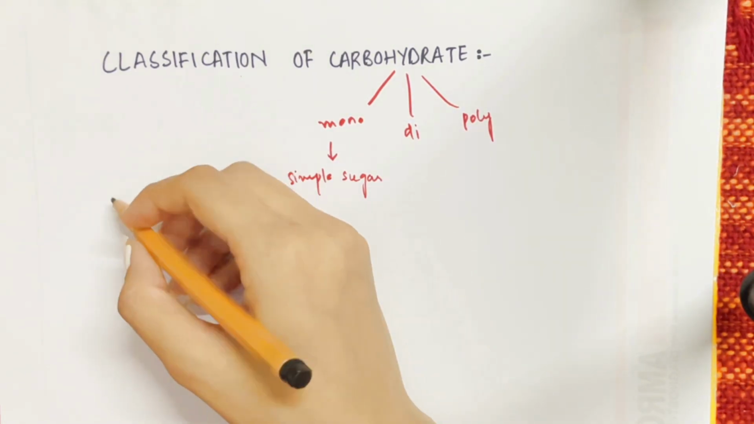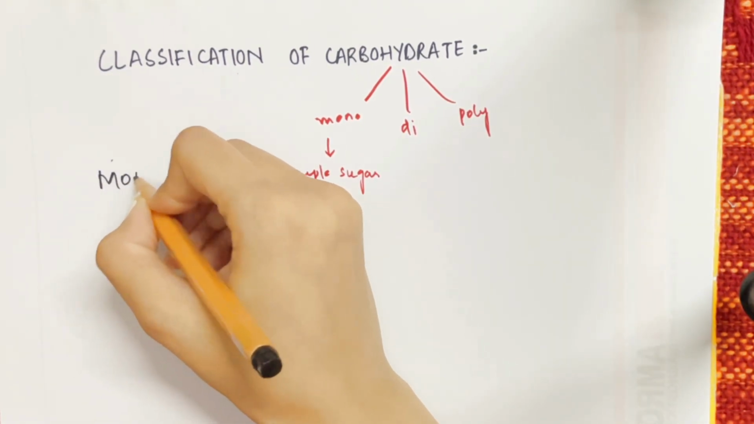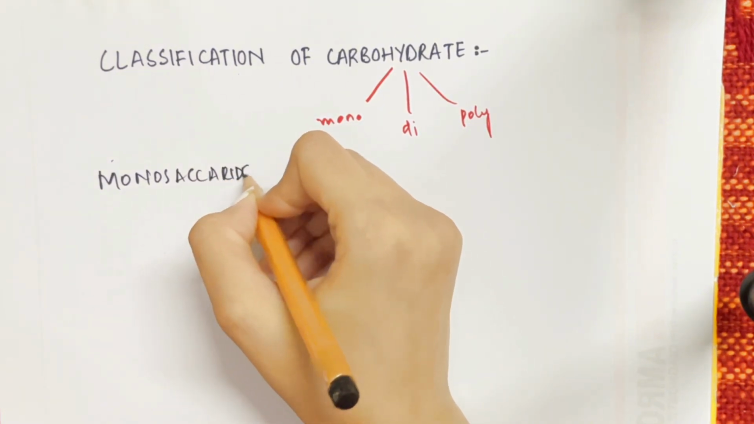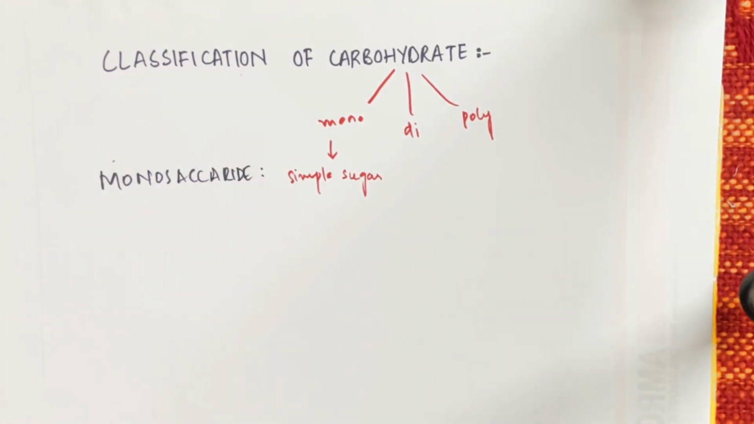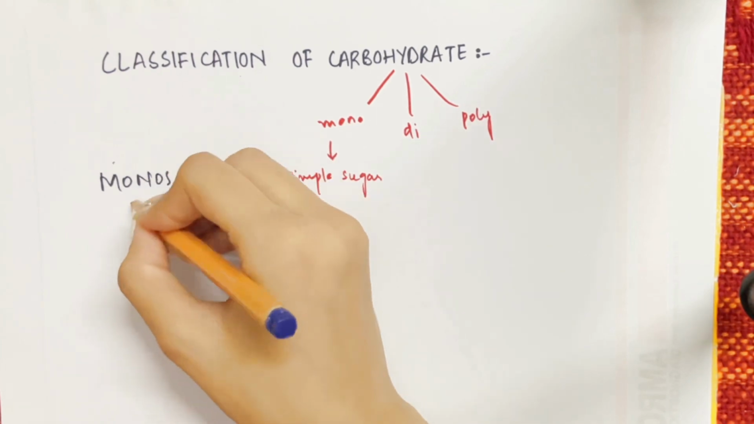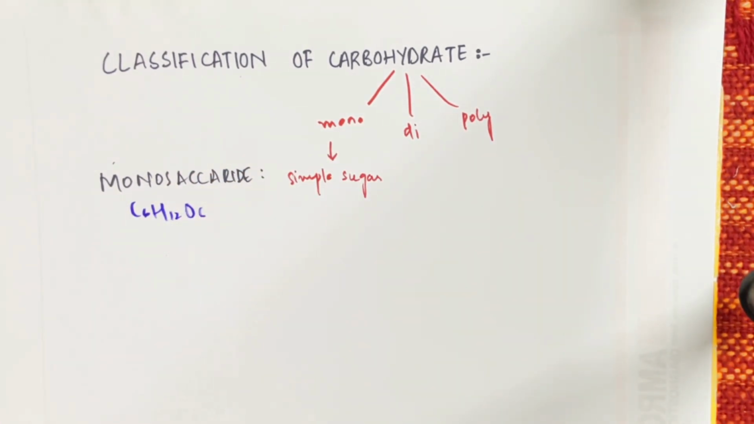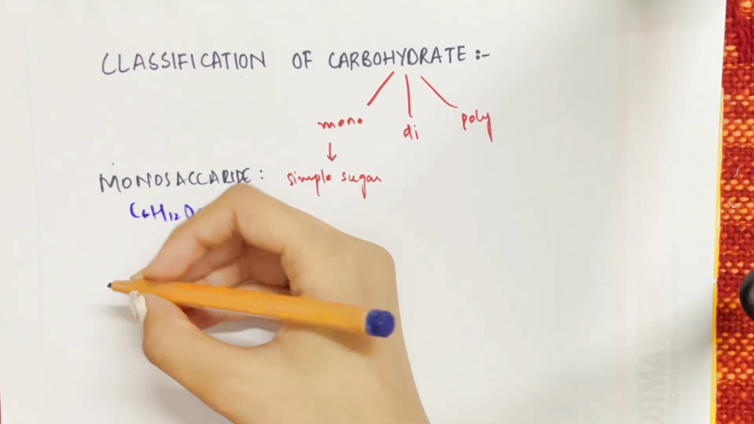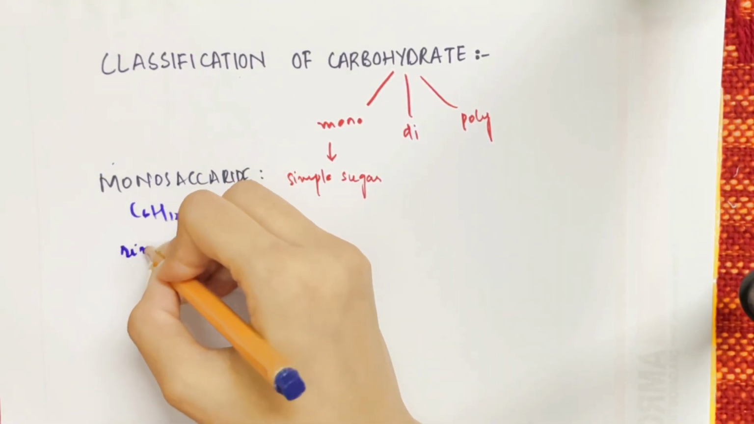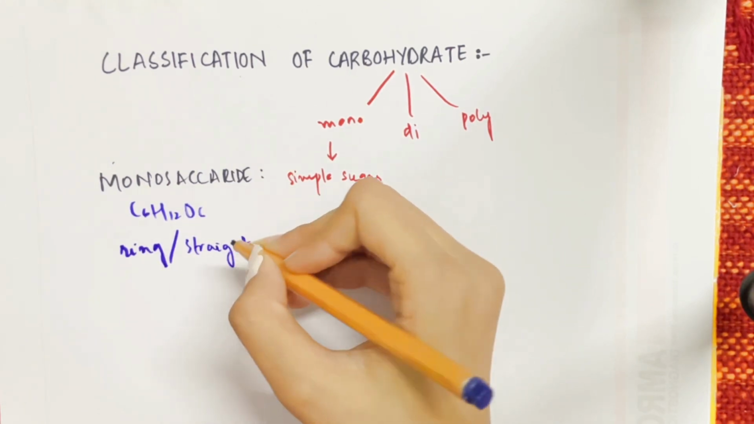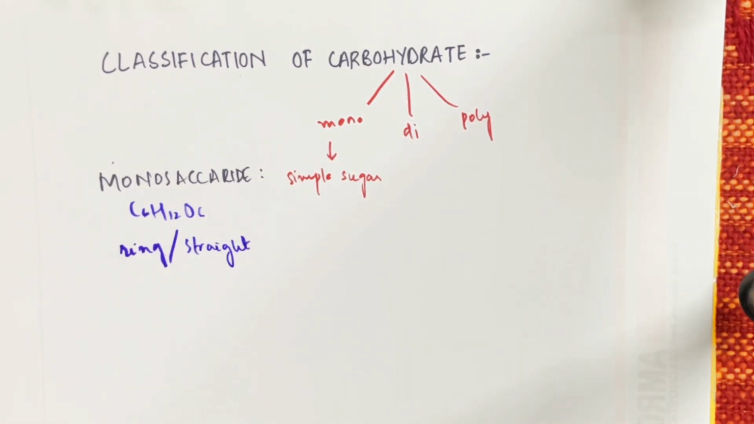The general formula for the monosaccharide, also termed the simple sugar, is C6H12O6. This is the general formula we give for the simple sugars. It can be found in a ring-like structure or a straight chain structure. The structure of the carbohydrate does matter.